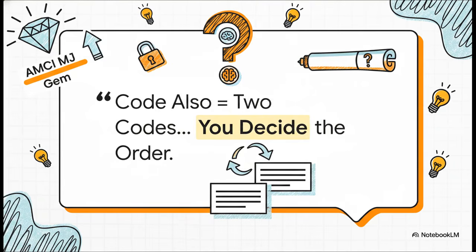To make sure you never fall into those traps, I want to give you our AMCI Motzi gem. This is literally like a secret weapon for your coding exams and your daily workflow. Are you ready? Code also equals two codes. You decide the order. I'm just going to let that sink in for a second. Use both codes when the documentation calls for it, but you determine the sequencing. This powerful mnemonic anchors the entire lesson right in your mind. Whenever you see that note, I want you to recite this gem to yourself.